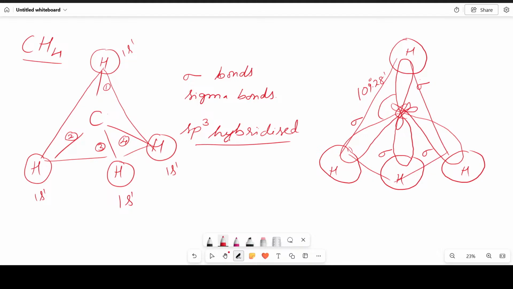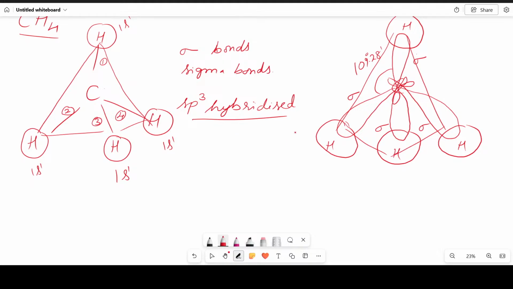So this is the shape of the molecule, and here you need to observe that all the bonds are sigma bonds. In this molecule, methane, whenever all the covalent bonds in a molecule are single bonds, I call the compound saturated, and the bonds are sp3 hybridized.